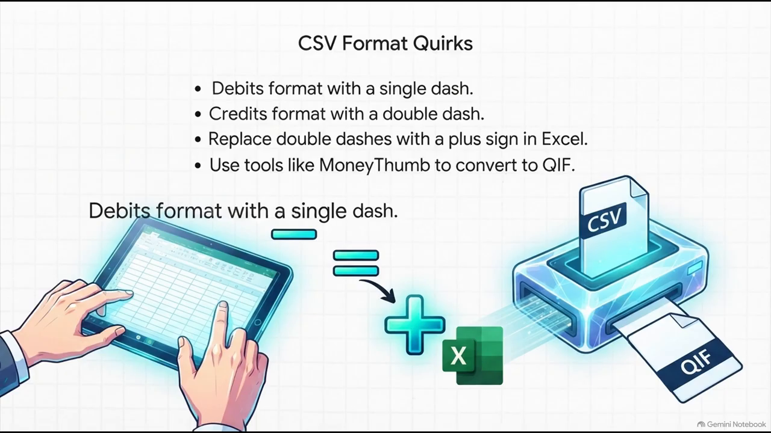The best practice here? Open the CSV in Excel, use the Find and Replace tool, and swap all those double dashes for a plus sign. Or you can run the file through third-party tools like MoneyThumb, which automatically cleans all this up and converts a CSV into a standard file format.